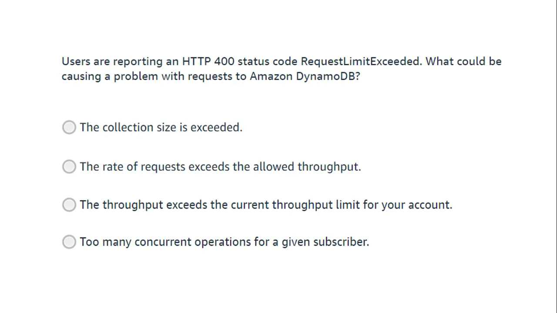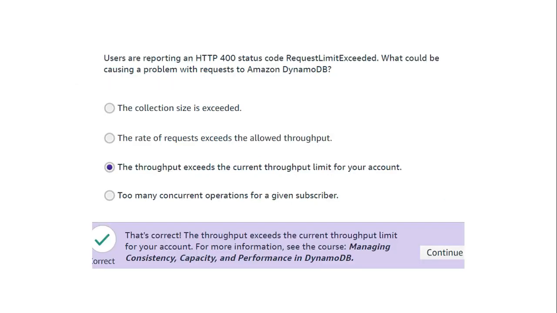Next question: users are reporting an HTTP 400 status code, request limit exceeded. What could be causing a problem with the request to Amazon DynamoDB? It relates to the size, the throughput, or the concurrent operations. Here the answer is that the throughput exceeds the current throughput limit for your account.